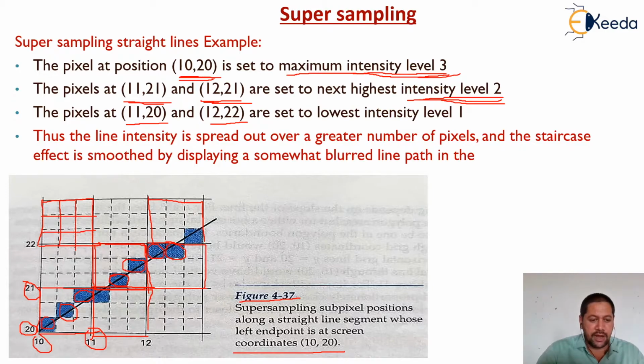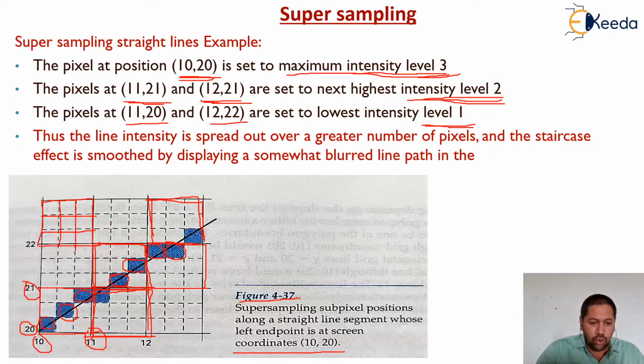This is 11 and this is 20. 11, 20, it's easy. 11 and 20 means which pixel? This pixel. Okay, the 11, 20 pixel, and another is 12, 22. This is 12 and this is 22, means which one? This pixel. Okay, so these two pixels are set at what intensity level? They are set at the lower intensity level 1.